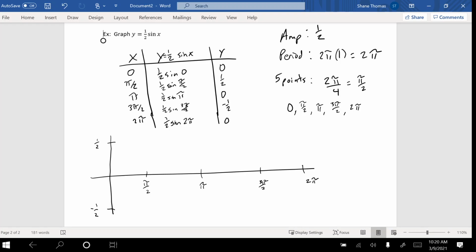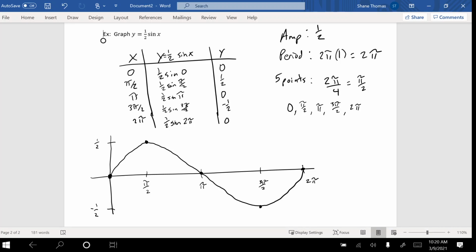For x is 0, y is 0. Boom, right there. All right, pi over 2 is going to be at 1/2. Pi is 0. 3 pi over 2 is going to be negative 1/2. And then 2 pi will be right here. Okay. So then just go ahead and connect your dots with a nice pretty curve. Ooh, that's pretty.